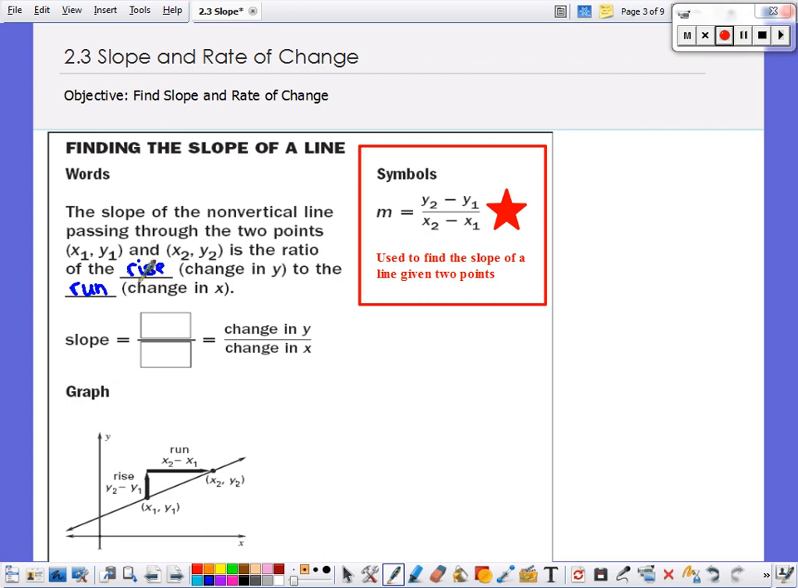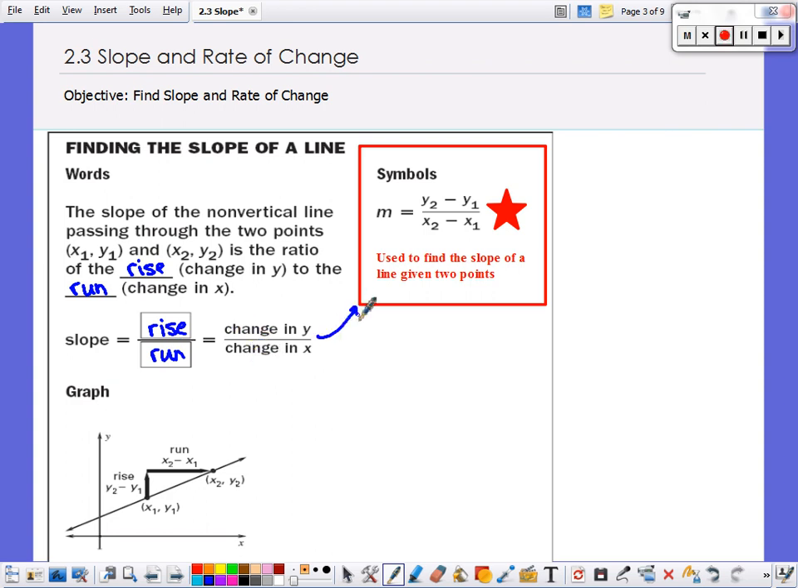Now, you may be thinking, well, okay, we got rise over run here. How do we represent that using 2 points? Well, what we want to remember is slope is equal to rise over run. And if rise is the change in y's, how do I represent the change in y's? And the run is the change in x's. How do I represent the change in x's?